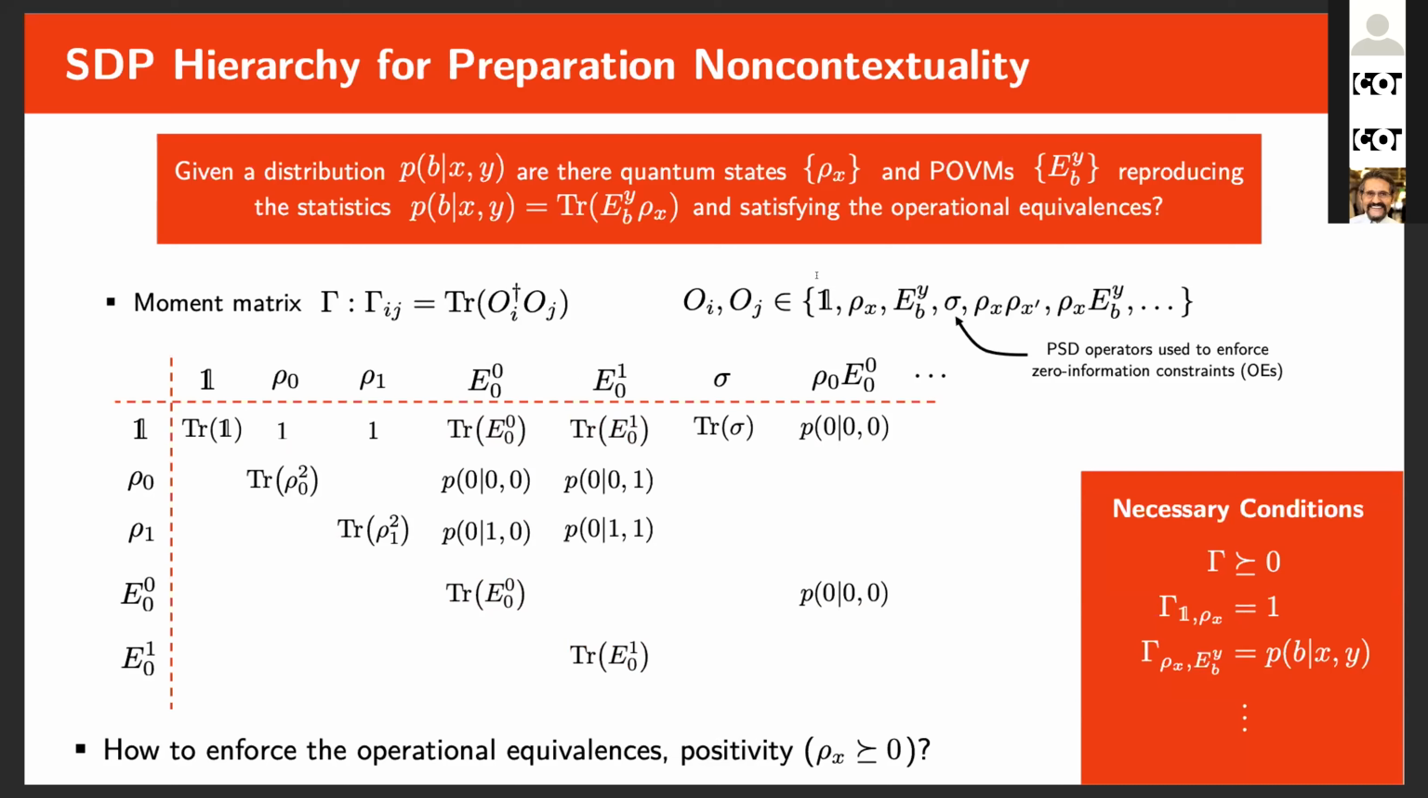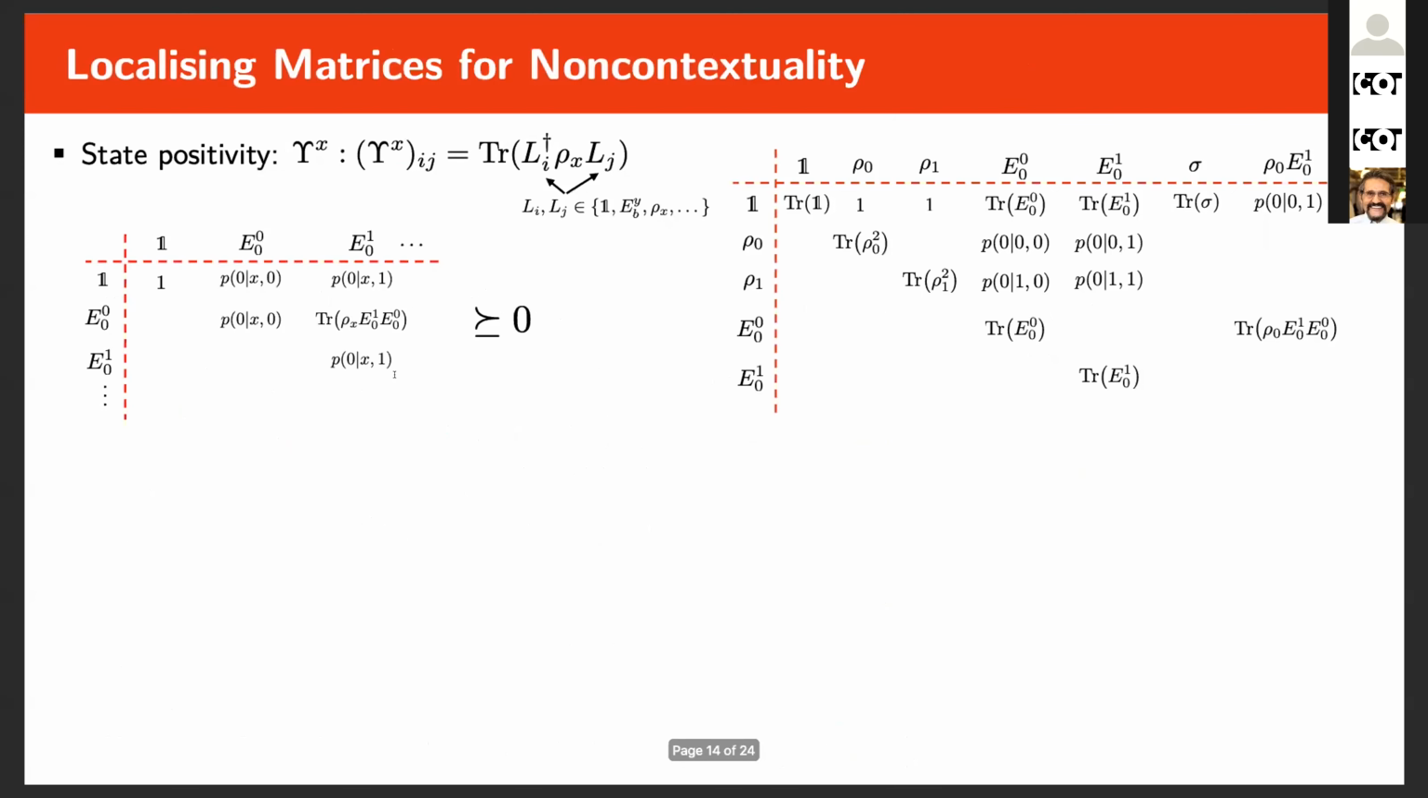But thus far, this is just kind of standard to most hierarchy approaches. We haven't said anything about contextuality, in particular the operational equivalences, or the fact that these states can't be assumed to be projective. We have to enforce that these are positive operators, not just that they have trace 1. So how do we do this? Well, we use what are called localizing matrices. And so I'll first talk about the simplest of the two problems, which is the positivity of the states.